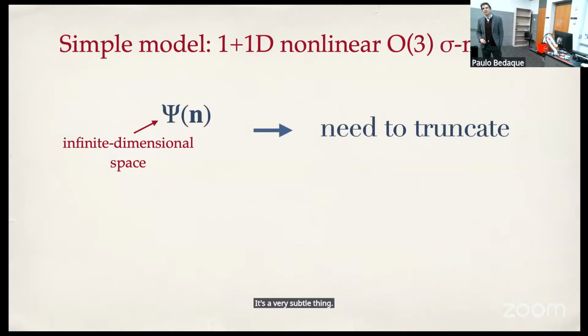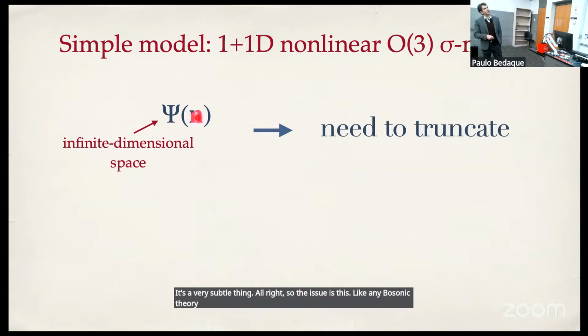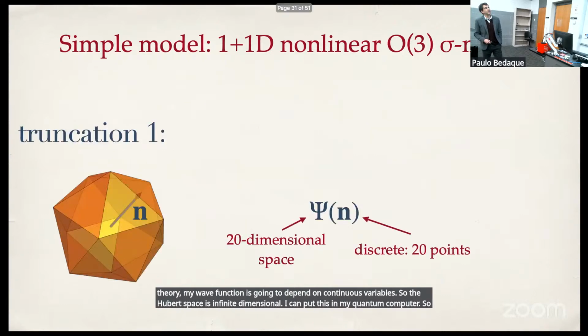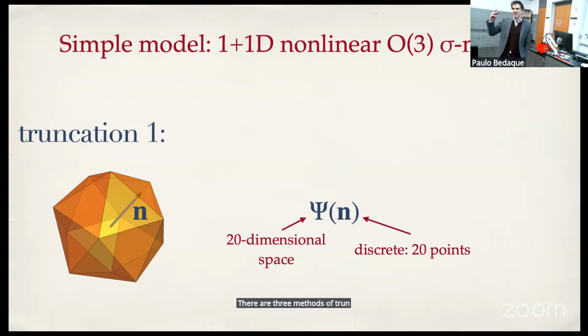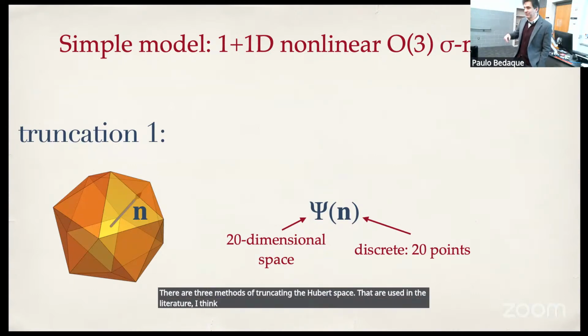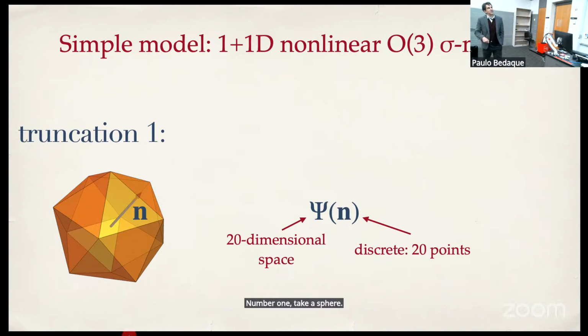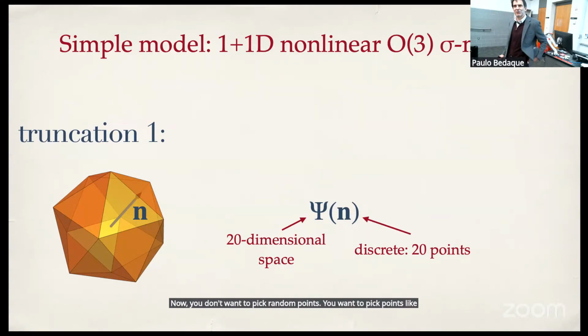All right, so the issue is this. Like any bosonic theory, my wave function is going to depend on continuous variables, so the Hilbert space is infinite dimensional. I can't put this in my quantum computer, so what does one do? There are three methods of truncating the Hilbert space that are used in the literature, to my knowledge. Number one, take your sphere and approximate it by a set of points. Now, you don't want to pick random points. You want to pick points well distributed around the sphere, right?